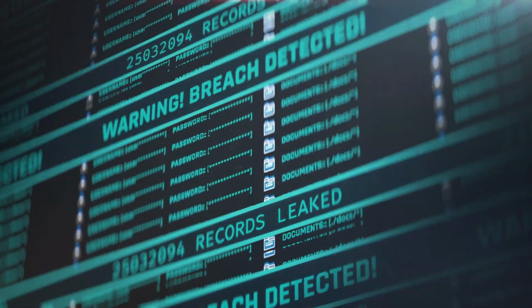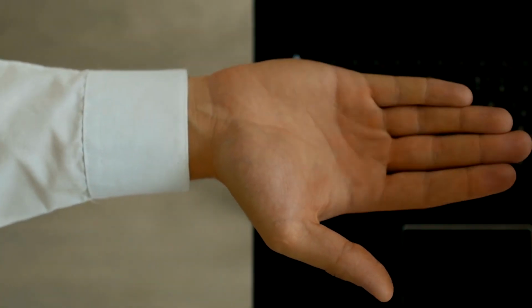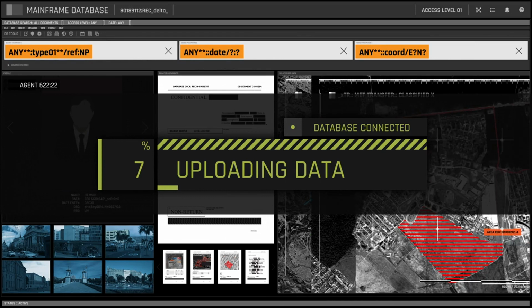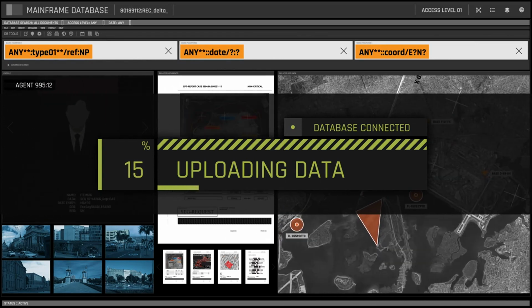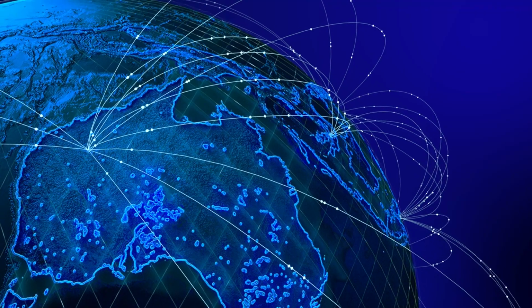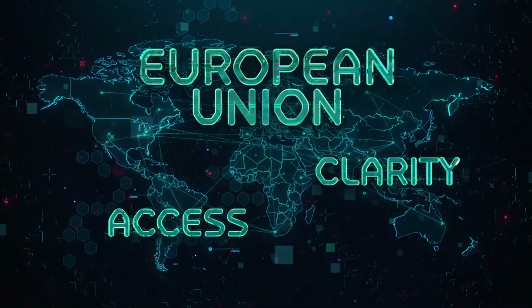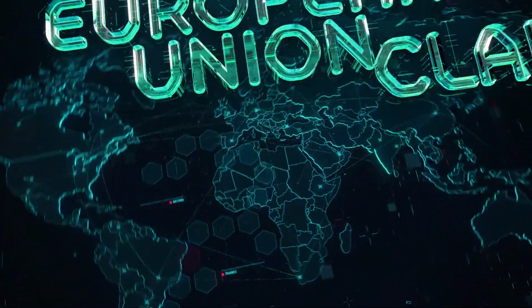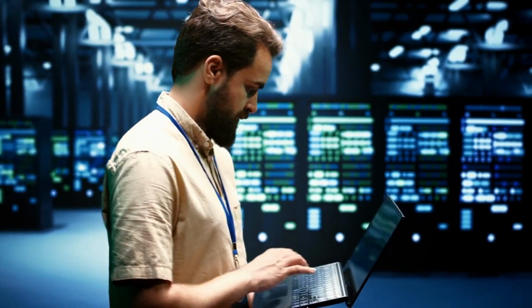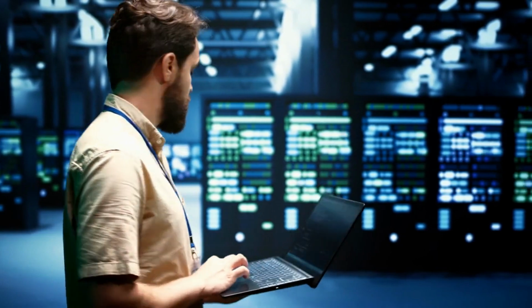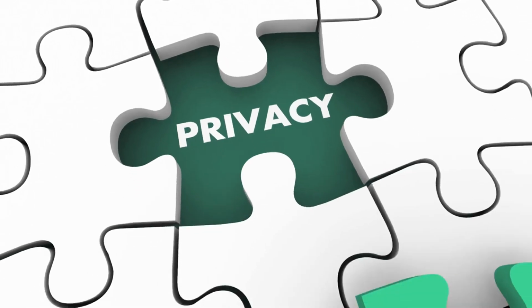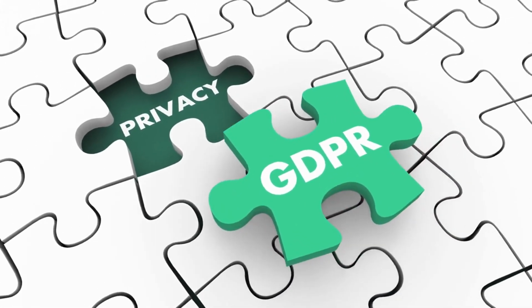Data breach notification. GDPR mandates that organizations report data breaches to the appropriate supervisory authority without undue delay. If a breach is likely to result in a high risk to individuals' rights and freedoms, those individuals must also be informed. International data transfers. GDPR regulates the transfer of personal data outside the EU. Organizations must ensure that the recipient country provides an adequate level of data protection or implement appropriate safeguards such as standard contractual clauses.